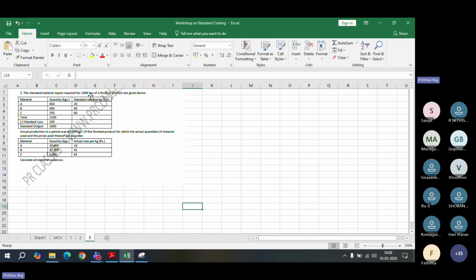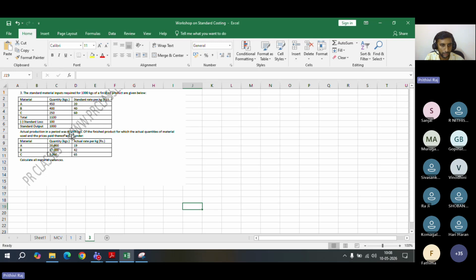So for this 1000 kgs, this is the breakup: A, B, C. If I add this, 1100, then loss is 100. Output is 1000 kgs, standard output. And if you remember, I said a formula will be used only if the loss percentage is given. Yeah, the loss value is given. But either way you can find it, I'll just tell you.